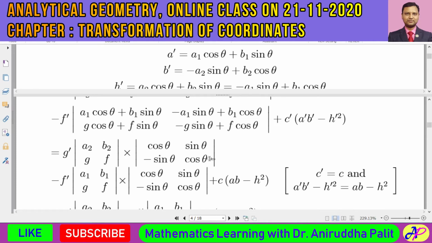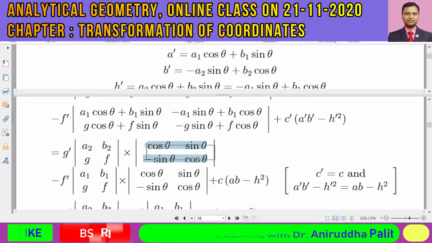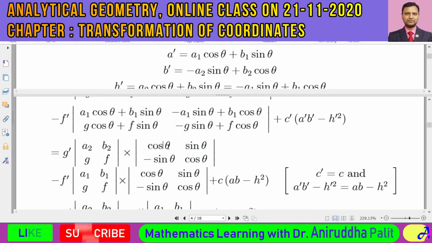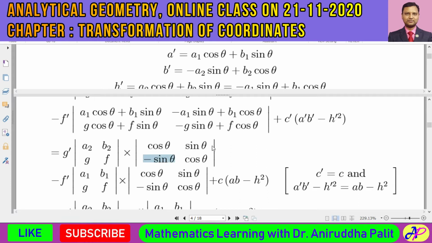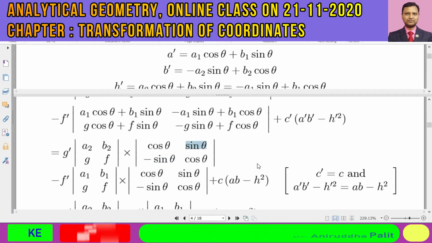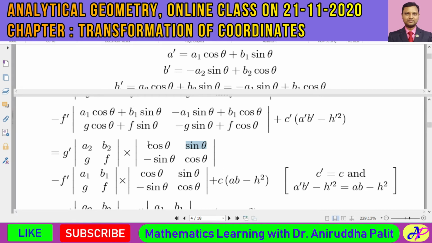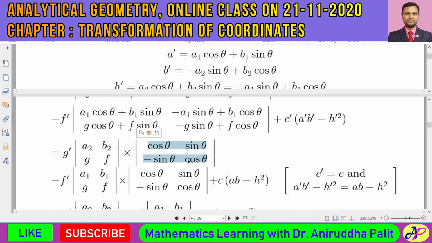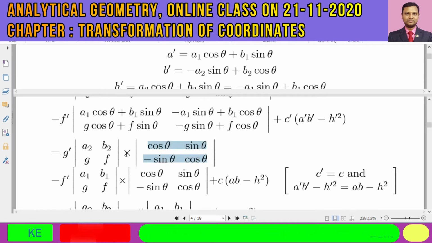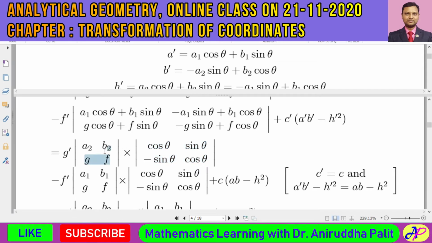Okay. So what we observe is that this second determinant, what would be the expansion? Cos theta into cos theta, that means cos square theta, minus this, plus sign, so plus sine theta into one more sine theta. It would give us sine square theta. So cos square theta plus sine square theta is equal to 1. So the value of this total determinant becomes equal to 1. So multiplication by 1 would give us the same expression.